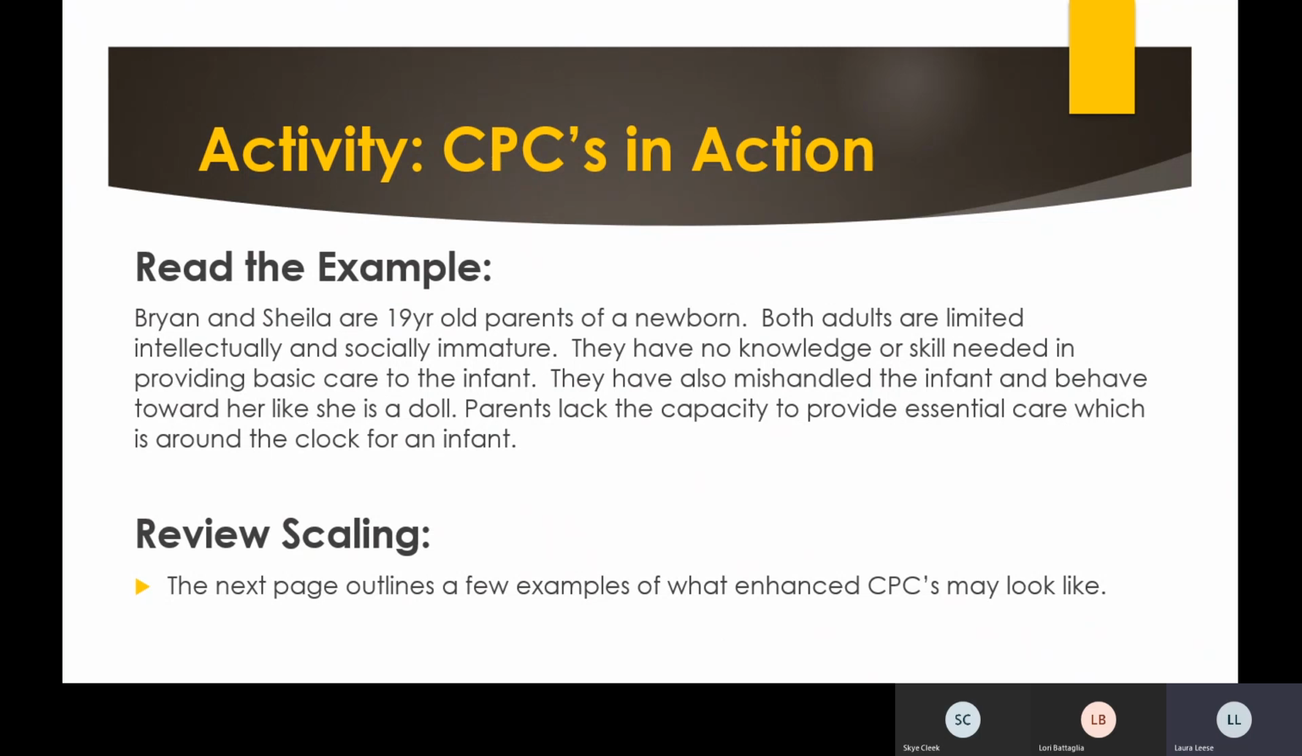So, on the example I have here, it has Brian and Sheila. They are 19-year-old parents of a newborn. Both adults are limited intellectually and they're socially immature. They have no knowledge or skill needed in providing basic care to the infant. They have also mishandled the infant and behave towards her like she is a doll. The parents lack the capacity to provide essential care, which is around the clock for the infant.